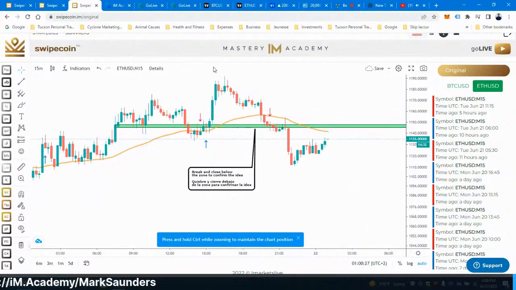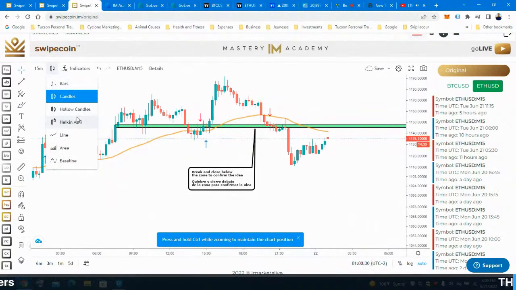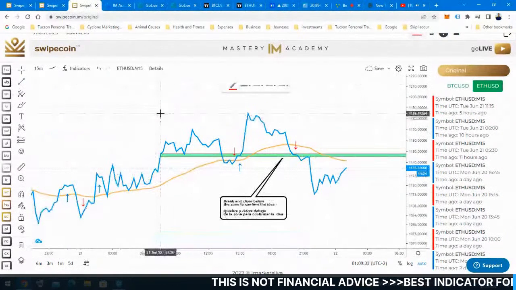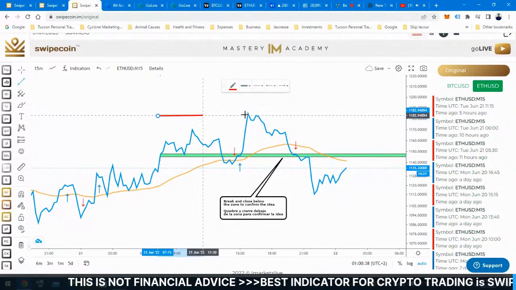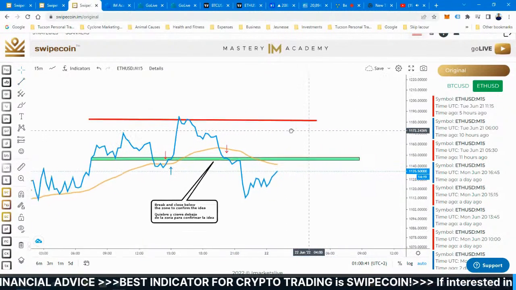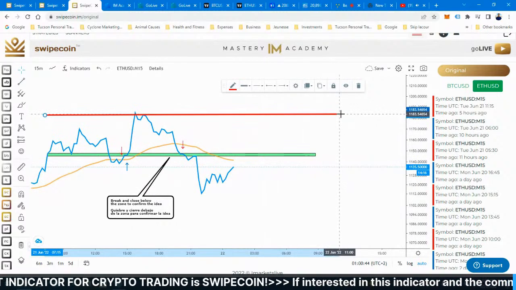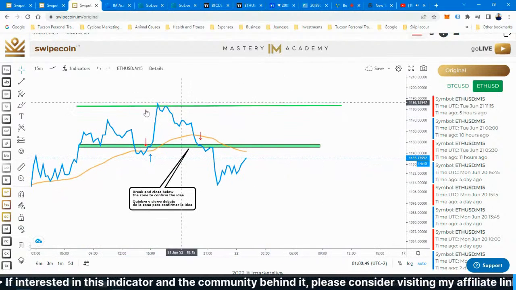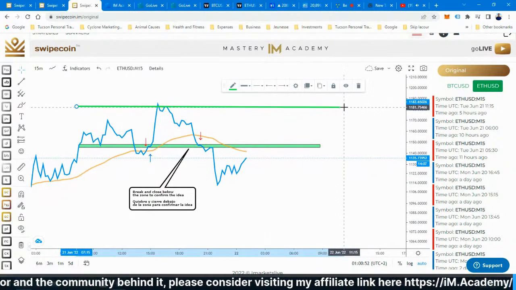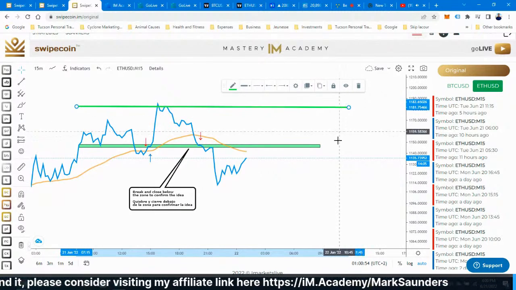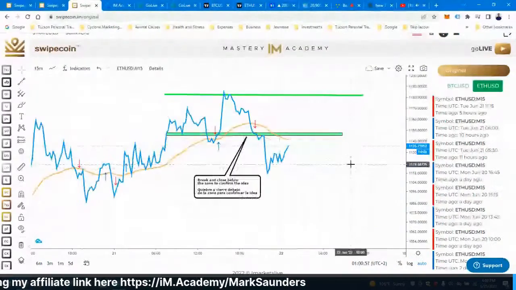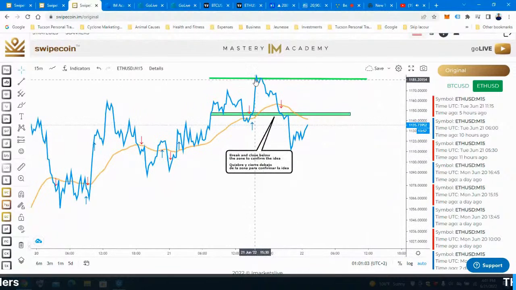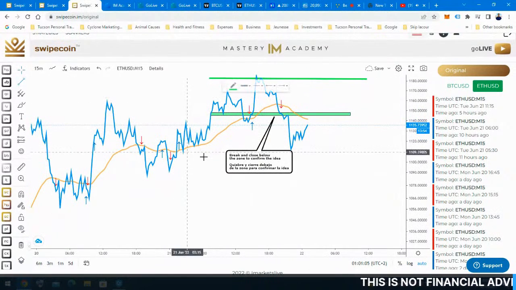All right. So what I'm going to do, I'm going to switch this to a line chart, and then I'm going to pick my top zone. Change it to green. Okay, that looks pretty good. Based on his teachings, I like where it's at. Could be wrong, but we'll see. I'm looking for 3 touches. So 1, 2, 3. There are 3 line touches.